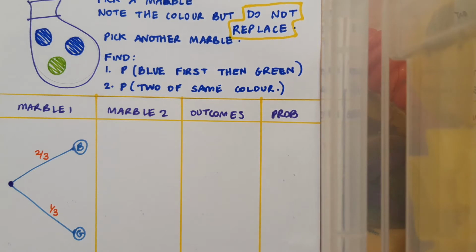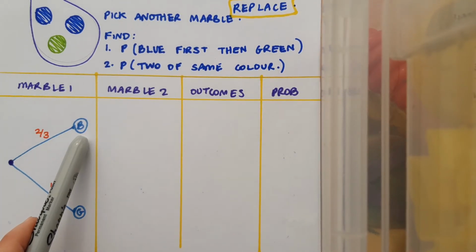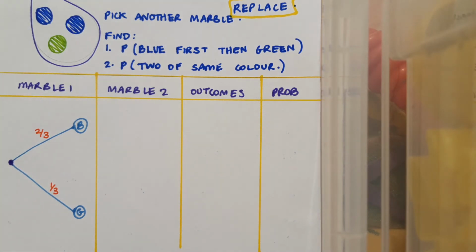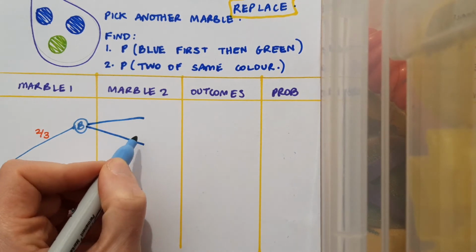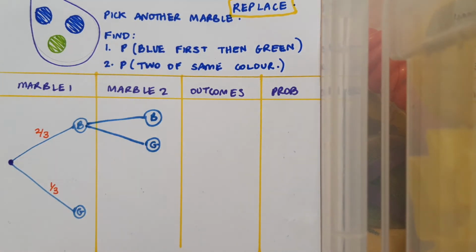And then I have to choose my second marble. But let's just have a think. If I chose a blue marble first and didn't put it back in, so it's gone, can I still choose a blue or green? I can, because I still have blue and green left in the bag. So I'm going to draw in the branches to represent that. I could still get blue, and I could still get green, but my chances of selecting blue and green will be changed by the fact that I haven't put that first marble back in again. So that first marble is gone.